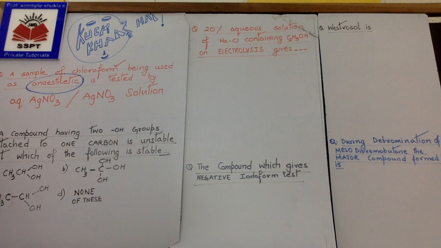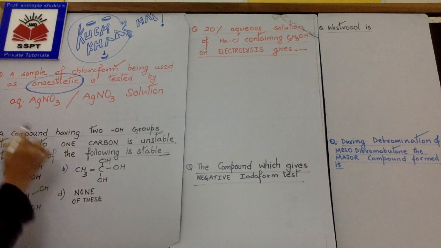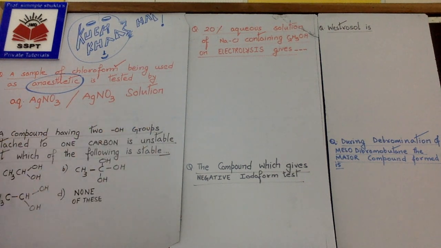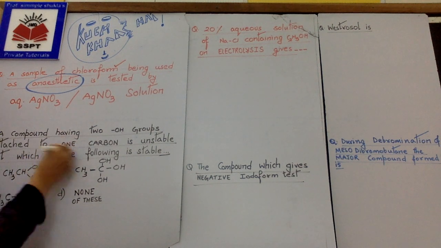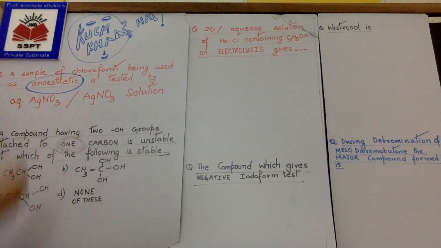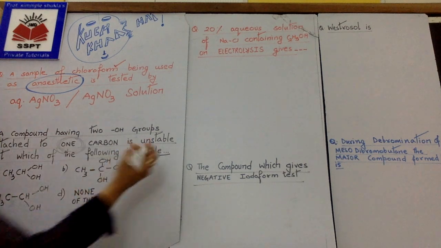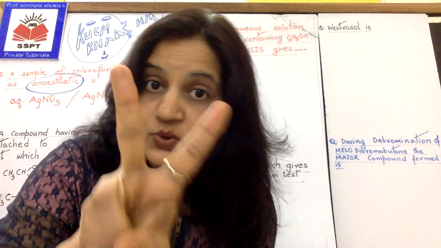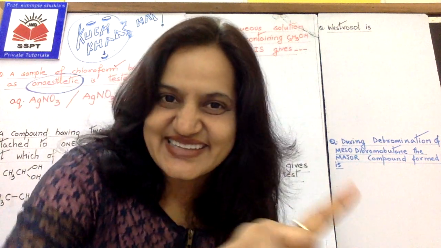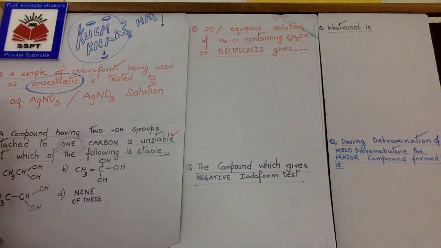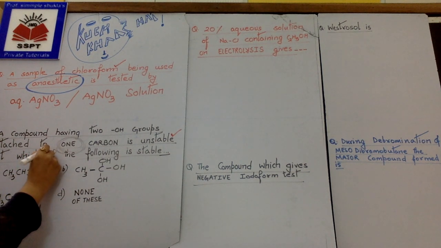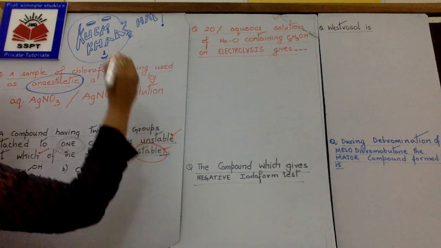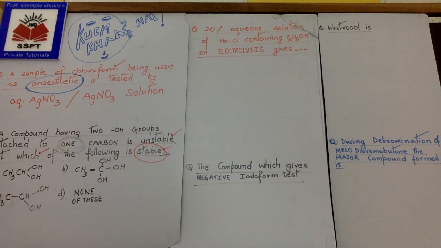Now next. A compound having two OH groups attached to one carbon is unstable. Yes, we know that. एक कार्बन पे दो OH नहीं हो सकते. But it says then who is that? Who is stable in spite of having two OH on one carbon?